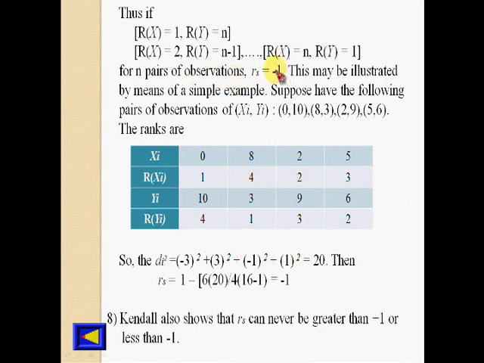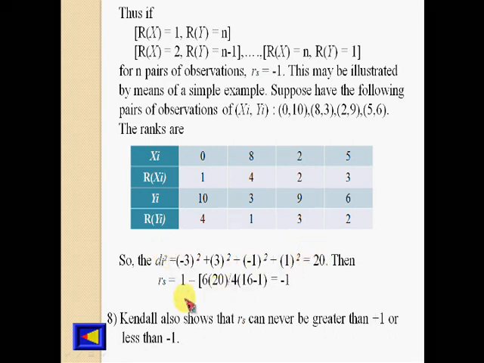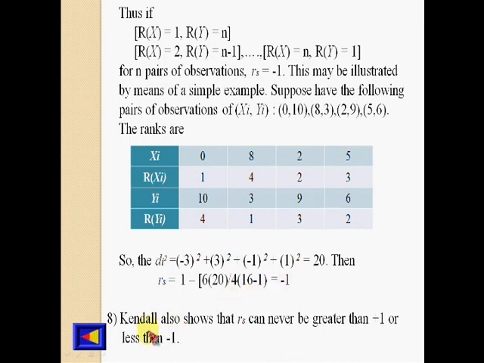This is a simple example. Suppose in the table below that Xi is 0, 8, 2, 5 and Yi is 10, 3, 9, 6. We rank x and y. For rank Xi: 1, 4, 2, 3. For rank Yi: 4, 1, 3, 2. So we find the sum of di squared equal to 20, then Rs equal to -1. And lastly, Kendall also showed that Rs can never be greater than +1 or less than -1.